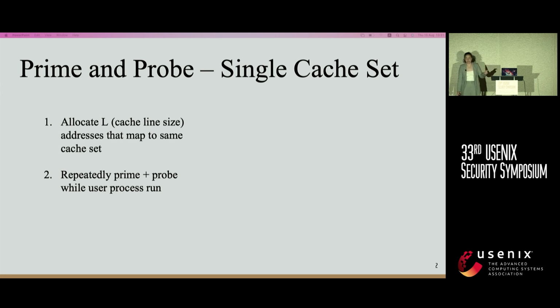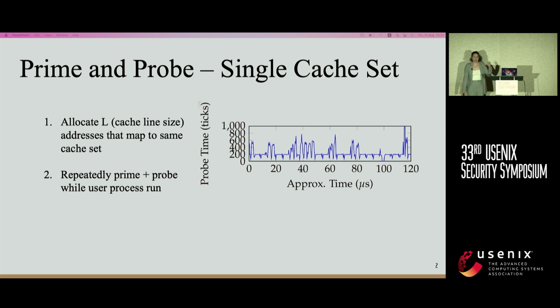A little reminder about Prime+Probe, and specifically on a single cache set. You just need to allocate L addresses, L memory locations that map to the same set on the cache, and you prime it over and over while the user does their work and the CPU is processing. Then you get a nice graph over time of how long it took to retrieve your accesses. If it took more time, it means the user was using your set, and if it took less time, then it means they weren't.